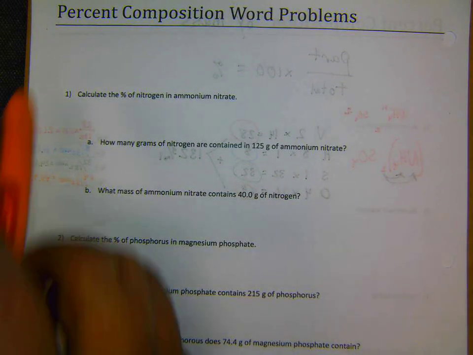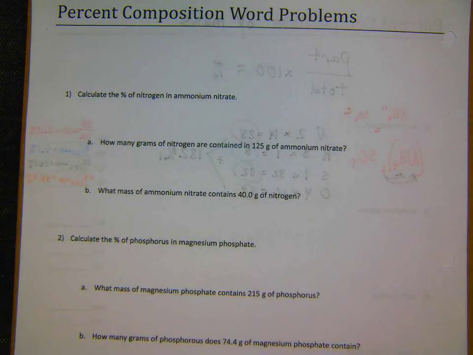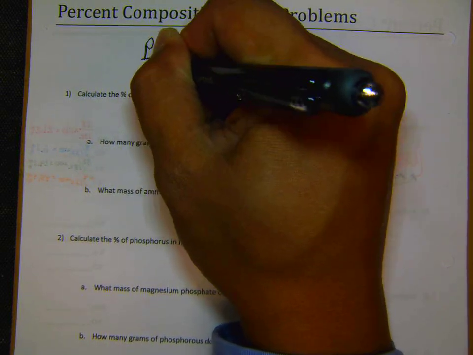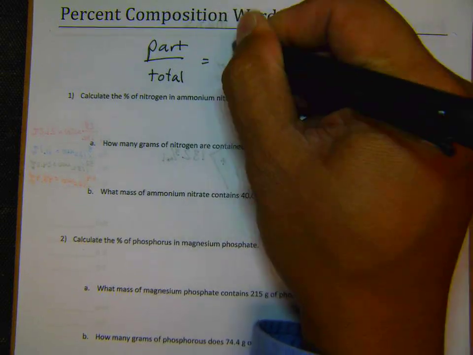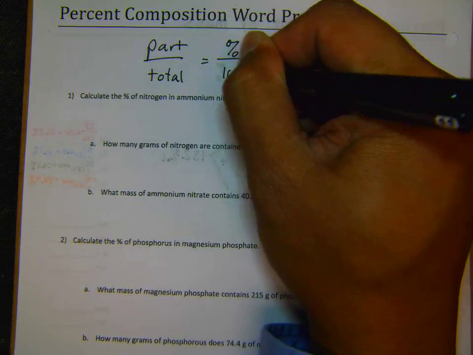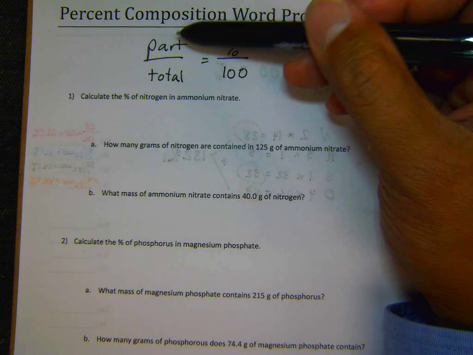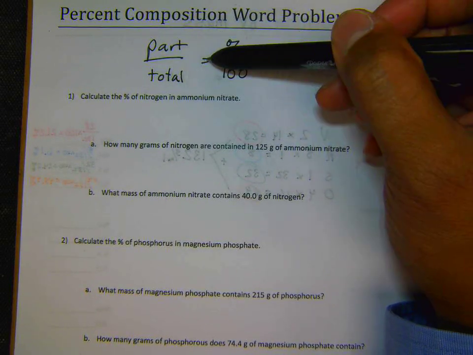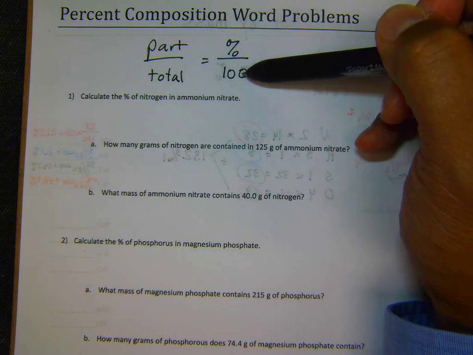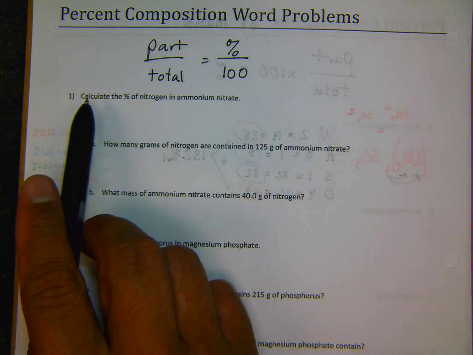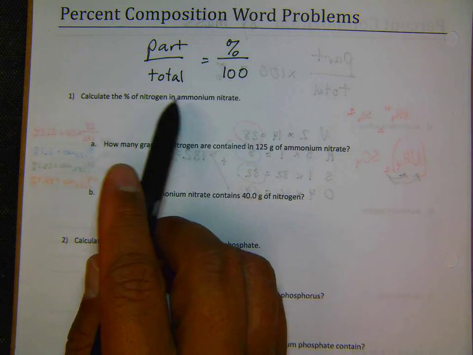Once you know how to do percent composition and you want to do word problems using your percent composition, one little thing to remember is that percentages are part over total equals a percent over 100. So you can use this ratio here to find out whatever you need. You place your part over your total, and it's going to equal the percentage of that part divided by 100. Okay? Now, number one says calculate the percent of nitrogen in ammonium nitrate.